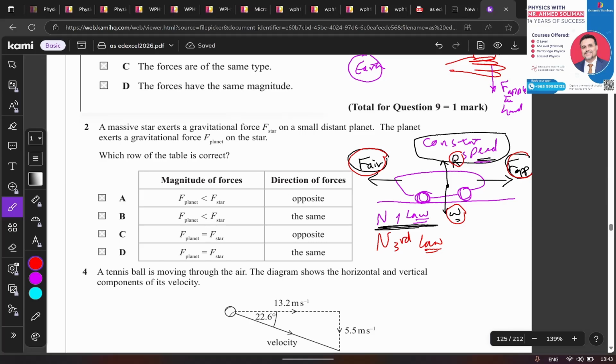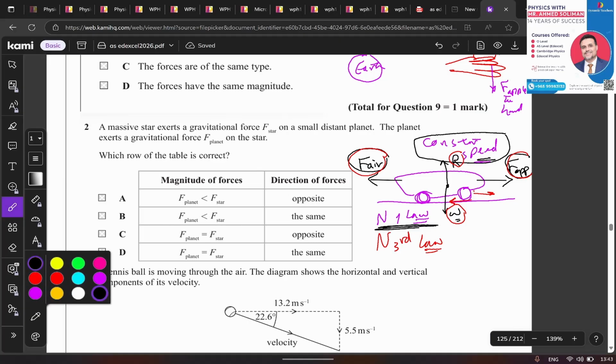Now, where is Newton's third law? Where are the forces that obey Newton's third law? The car pushes the ground backward, so the ground will push the car forward. This is Newton's third law.